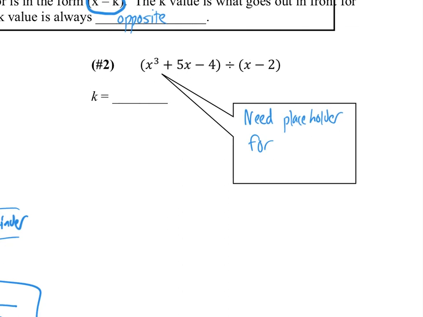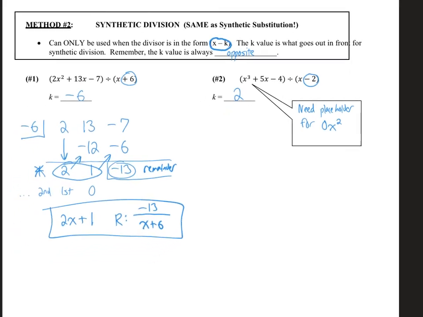We have x to the third, we have 5x, we have 4. What degree is missing there? We need a placeholder for 0x squared, okay? Because there's no x squared term there. That's the only way it's going to work here. What's our k value going to be? Well, it's the opposite of negative 2, which is going to be positive 2, all right? I'll leave this zoomed out a little bit here.